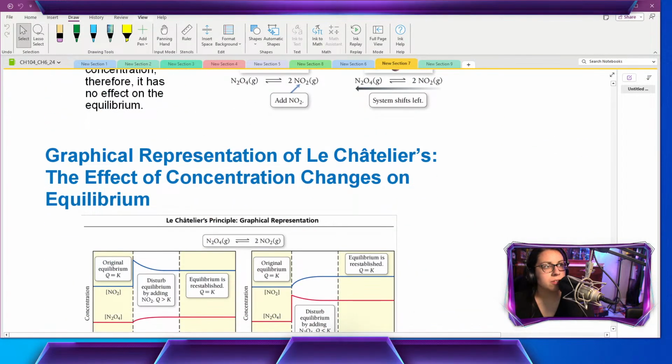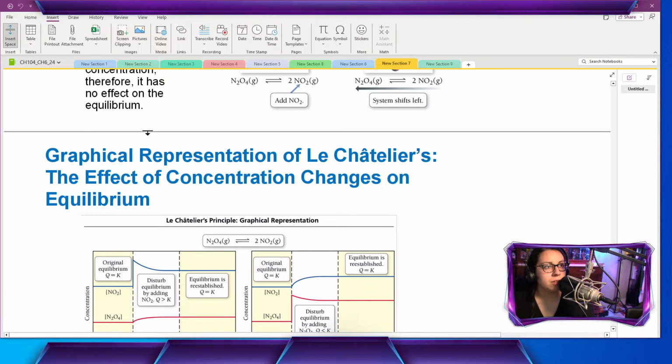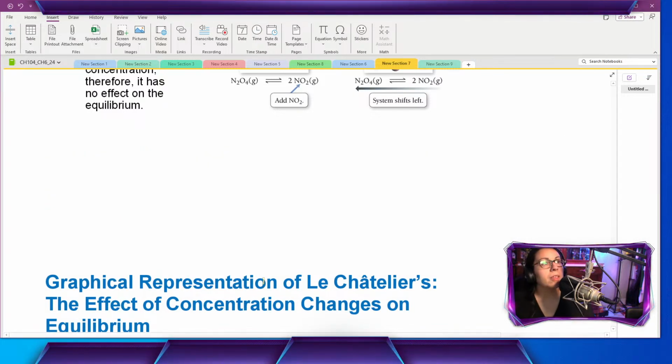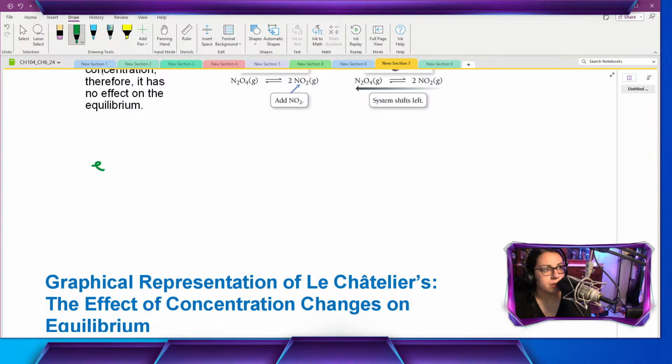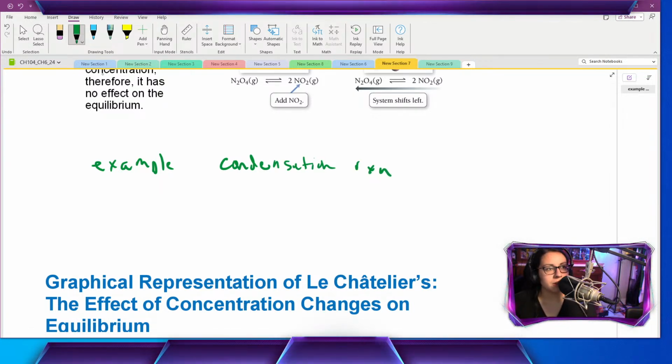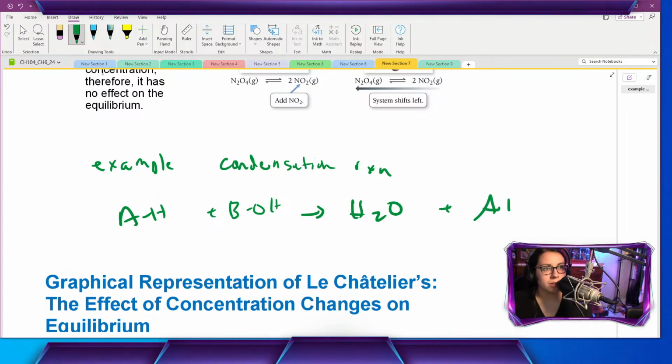And so a lot of words here. Let's look at another type of example, another way to use this. So let's say you have a condensation reaction. And all this means is that it's two things that form water. So you react two things together. Let's say AH plus BOH, and we get water plus AB. And so we're interested in AB.